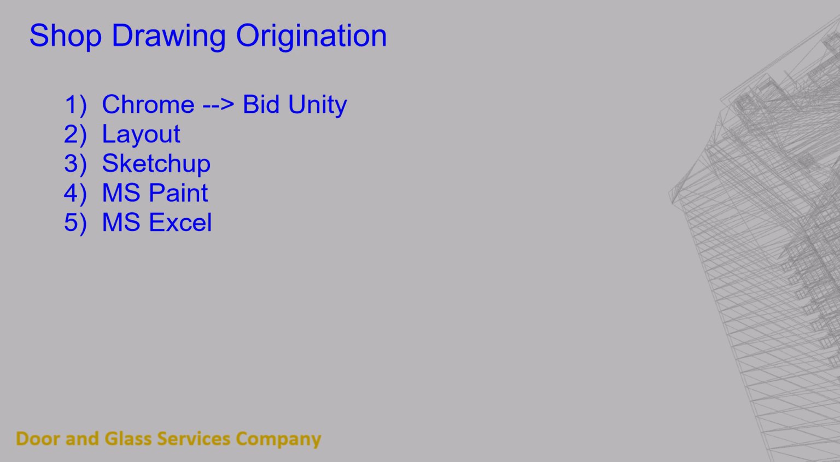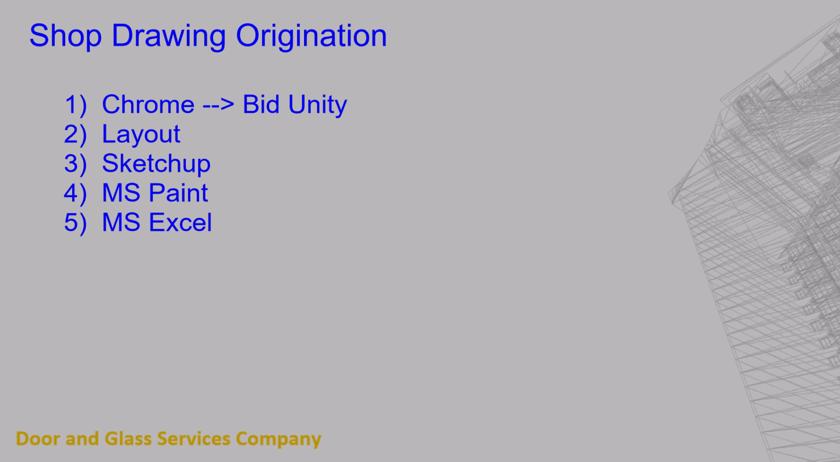We use Microsoft Paint primarily to edit and format screenshots taken from Bid Unity and also from Excel. We use Excel to convert proposal data into schedules for the benefit of the shop drawings. We'll look at the specific uses and how those programs work in another video.